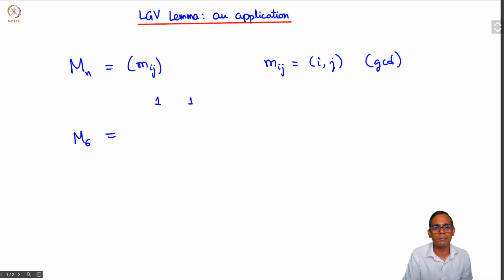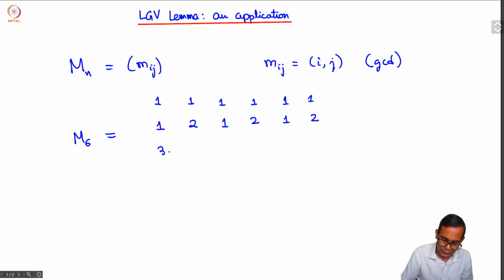The first row will be the GCD of 1 with 1, 2, 3, 4, 5, 6. So the entire first row will be 1. The second row will be the GCD of 2 with 1, the GCD of 2 with 2, which is 2, 2 with 3, which is 1, 2 with 4, which is 2, 2 with 5, which is 1, 2 with 6, which is 2. Third row will be GCD of 3 with 1, which is 1, with 2 is 1, 3 with 3 is 3, 3 with 4 is 1, 3 with 5 is 1, 3 with 6 is 3.